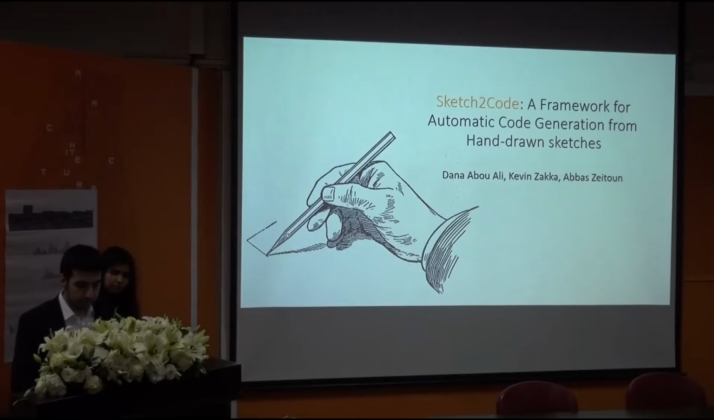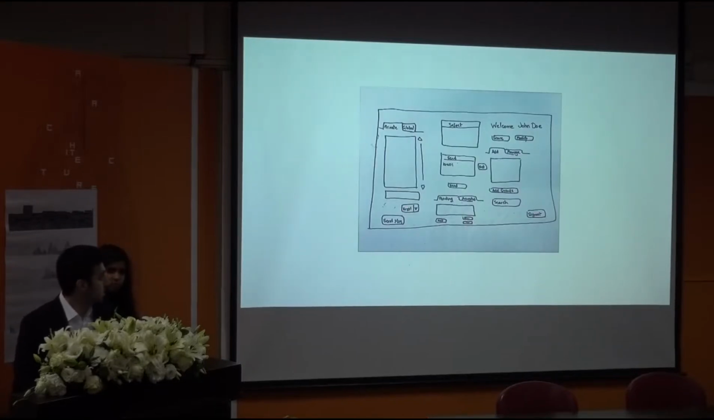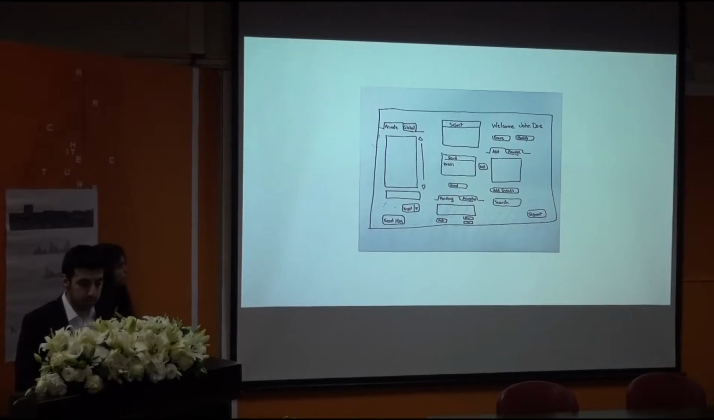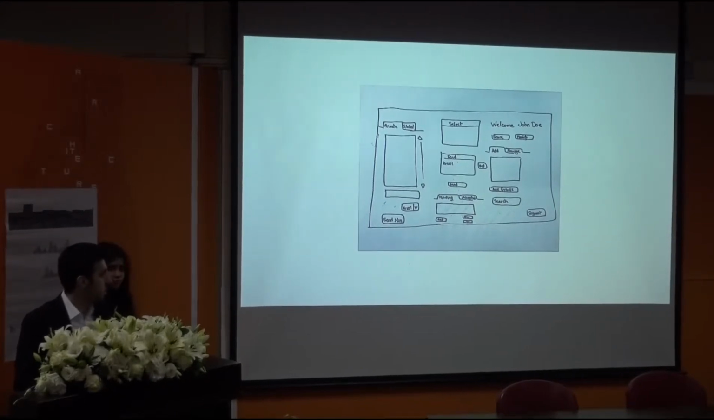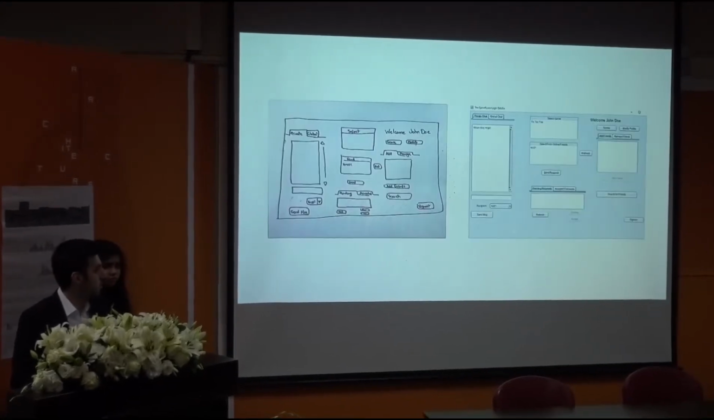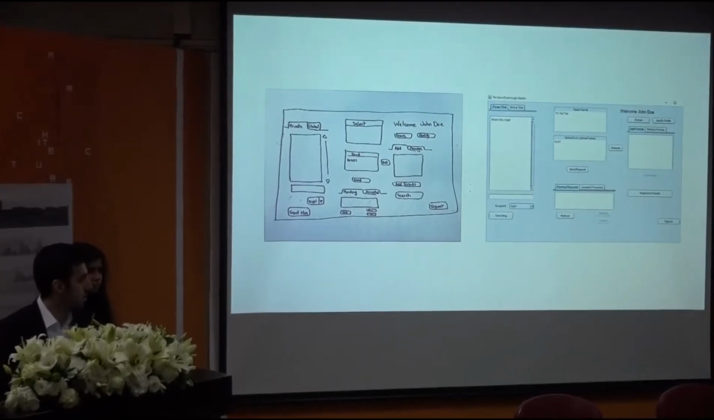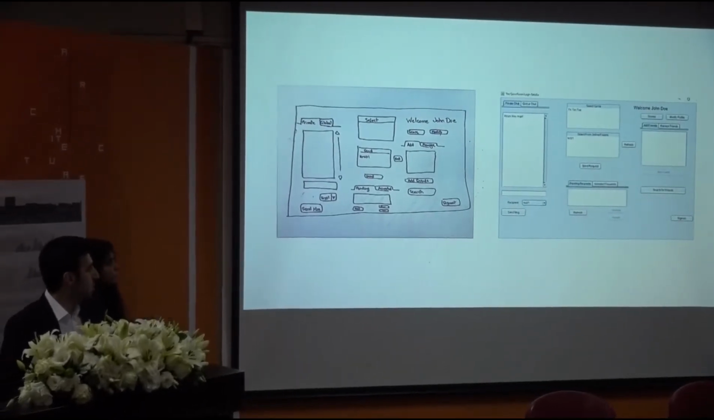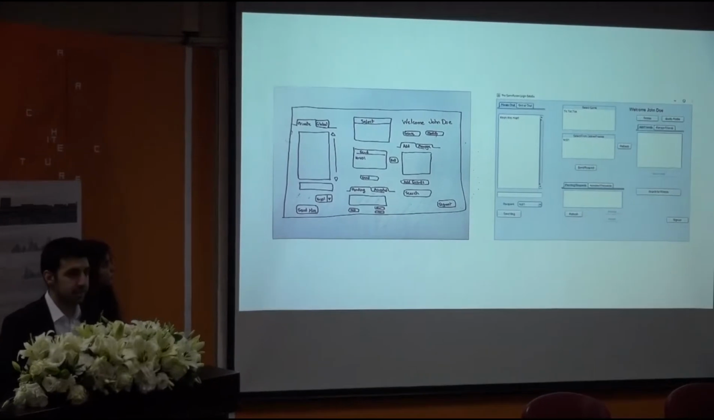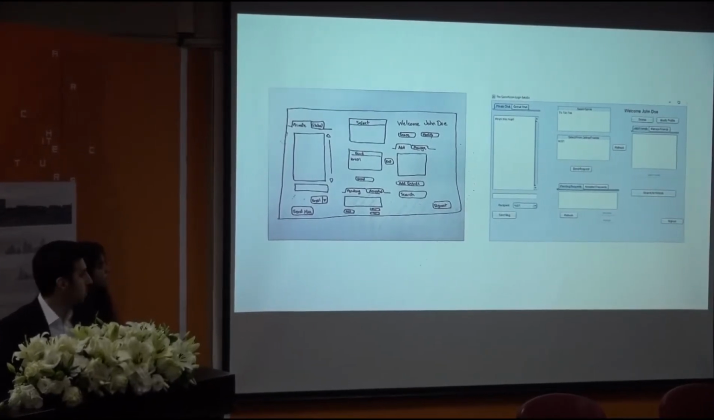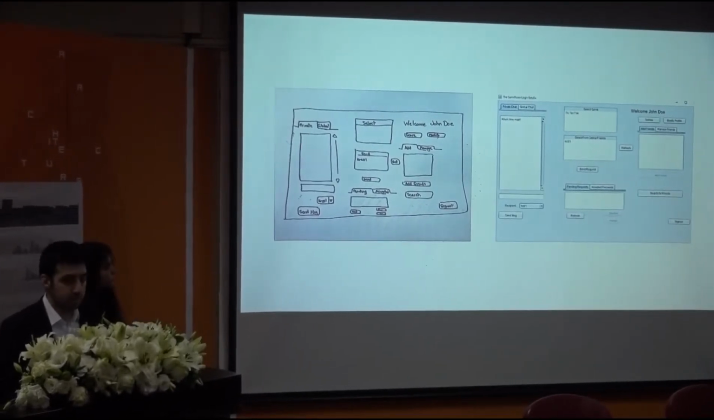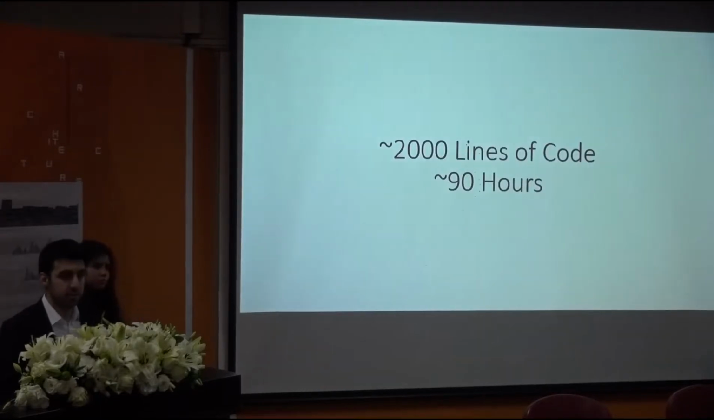For example, this is a sketch of the user interface. This is actually one of the projects we had a couple of years ago. And after we recreate the sketch in the program, this is what the program looks like. Now, even though these two figures are very similar, the time it took to go from the first sketch to the next program was around 90 hours. And it took actually about 2,000 lines of code for something this simple. That's not even very refined.